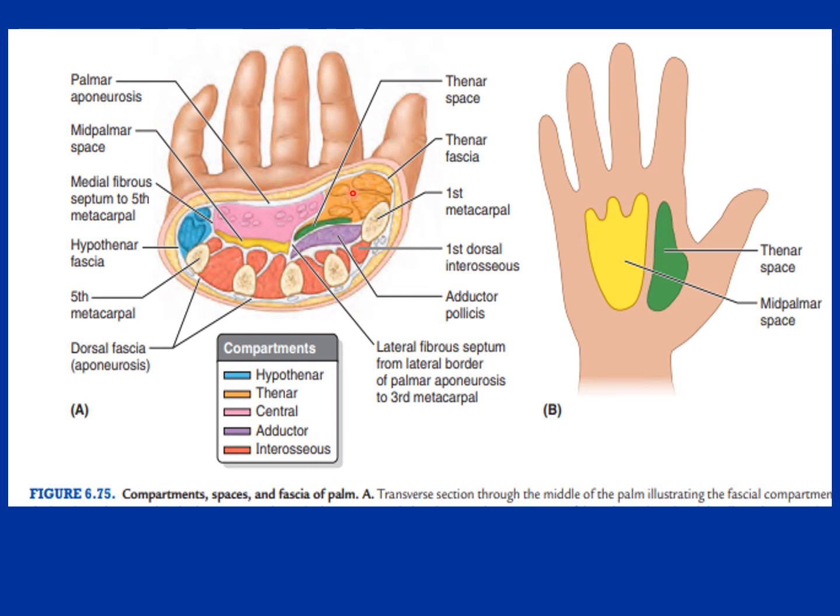Between the thenar and the interossei we have a muscle which is adductor pollicis. Just below the palmar aponeurosis, as we have seen, the long flexor tendons, superficial and deep, are passing through this area. Below these long flexor tendons and between the interossei muscles, we have a space known as the mid-palmar space on the medial side. On the lateral side, below the thenar eminence and the adductor pollicis muscle, we have a space known as the thenar space. So we have the thenar space and the mid-palmar space.